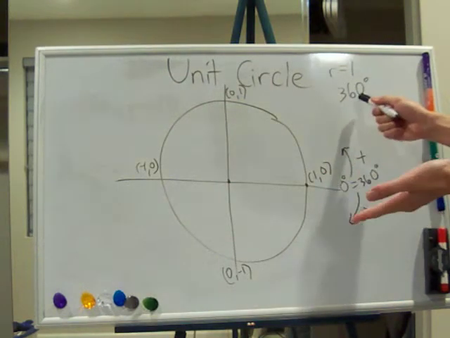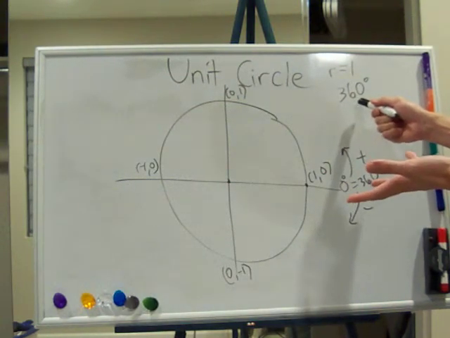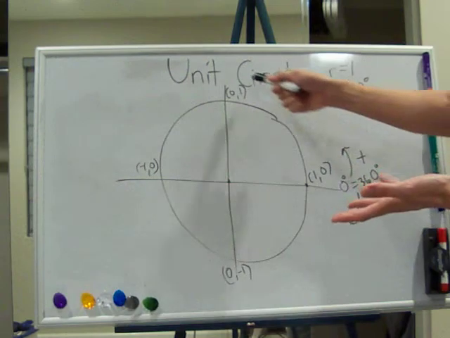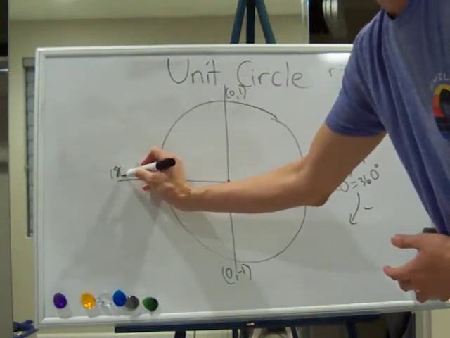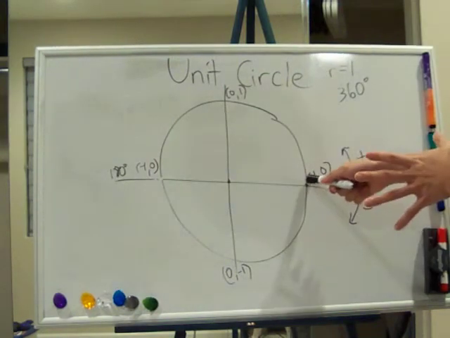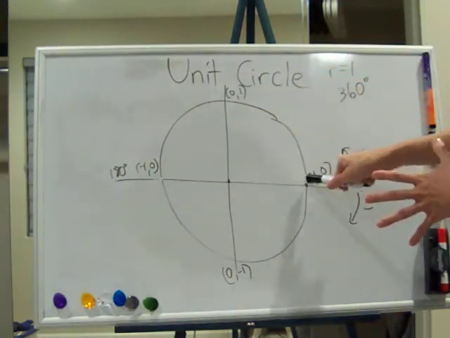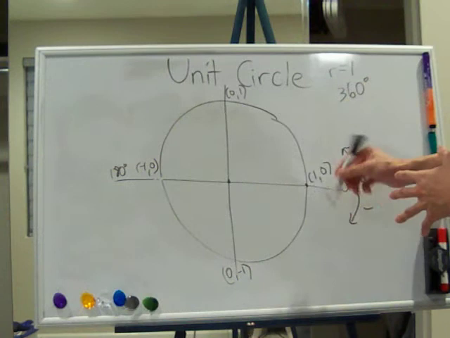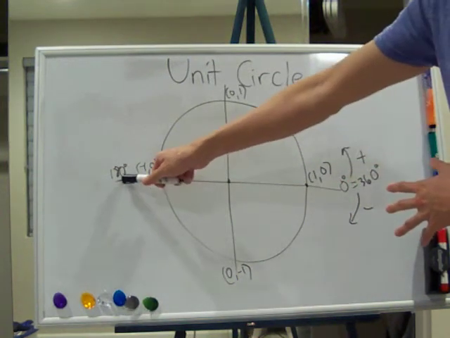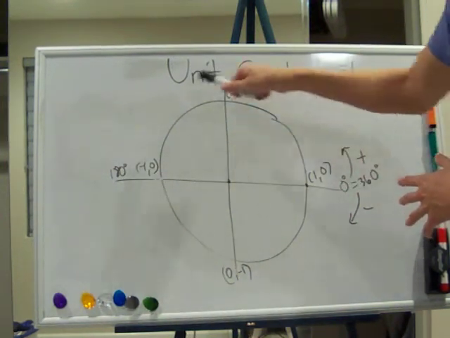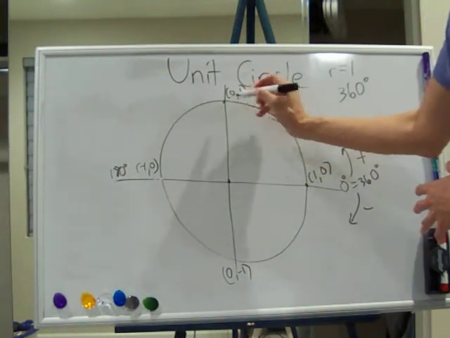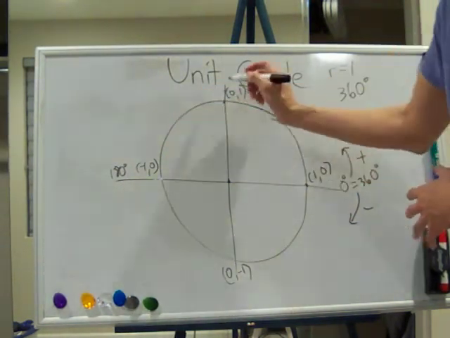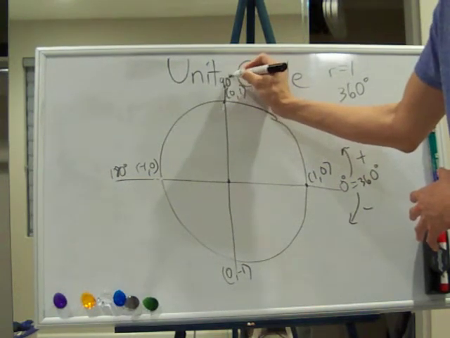So what's half of 360? Half of 360 is 180. So where's the halfway point of the circle? Right here. So this is going to be 180 degrees, right? So 0 degrees here, positive 180, or this could also be negative 180, right? So what's half of 180? Because from here to here, that's 180. Well, what's half of 180? 90, and that would be right here, right? This is the halfway point between 0 and 180. So this is going to be 90 degrees, right?